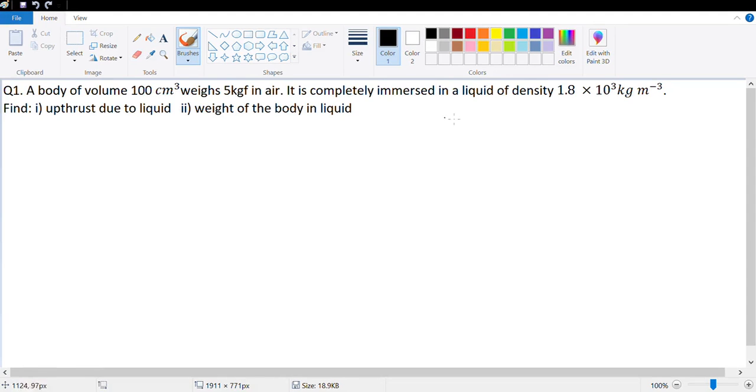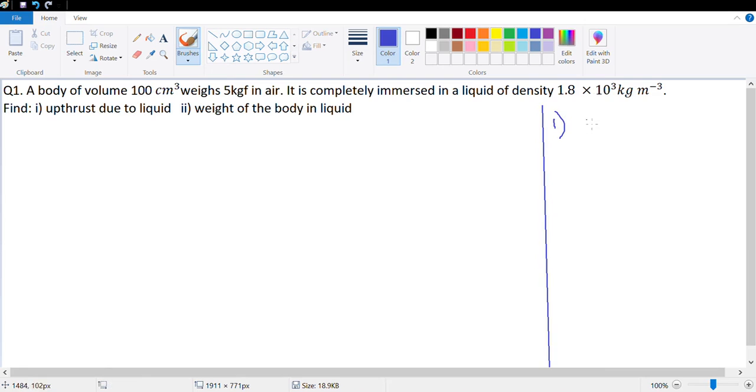Hi guys, let's start numericals from exercise 5a. This is your chapter on upthrust, Archimedes principle and flotation. Before we start, let's quickly revise the theory that you would have already done. As far as this exercise is concerned, there are three basic formulas or concepts that we'll use.